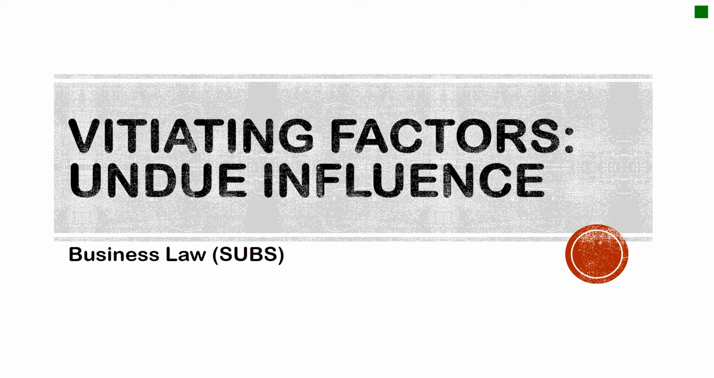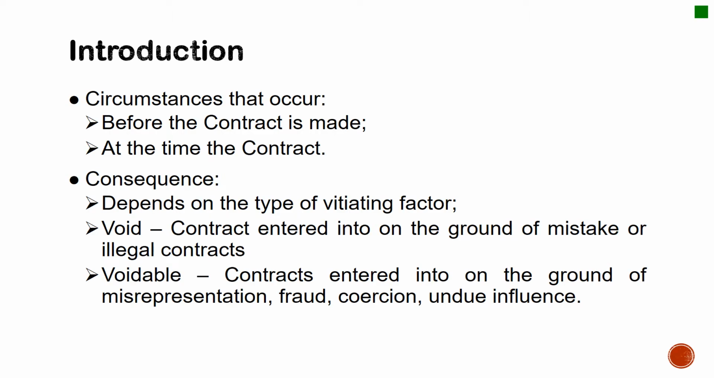Okay, so this set of slides that we are looking at is vitiating factors, focusing especially on undue influence. Now, to understand the background of it, you have to appreciate that in any contract, circumstances occur before the contract is made and at the time the contract is made. So these circumstances can, at the end of the day, become a vitiating factor.